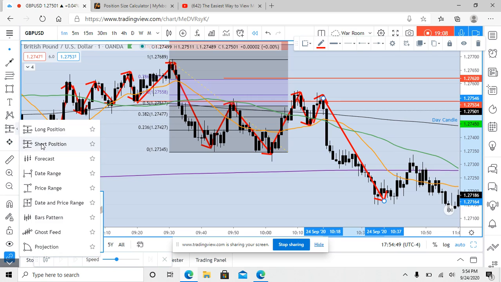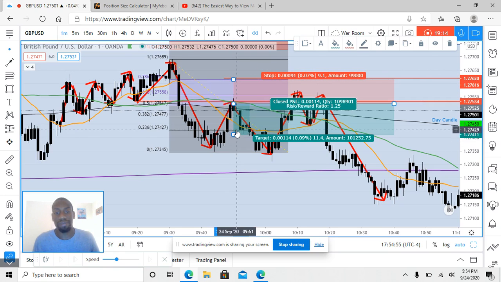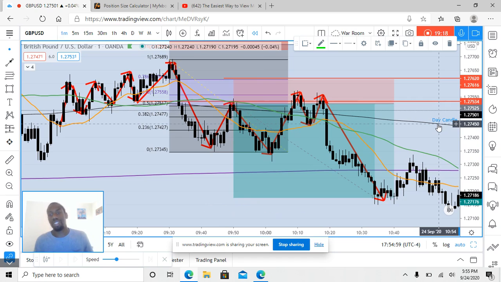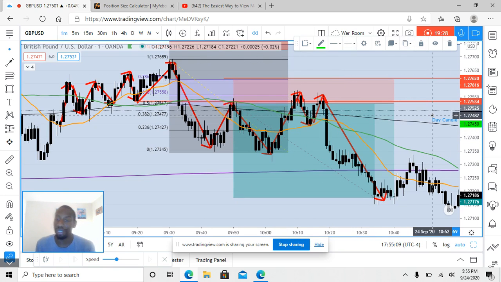Boom. What is that, ladies and gentlemen? Nice 3 to 1 right there. Had a little drawdown, but if you stay patient, boom, nice 3 to 1 right there, if you had that 3 to 1 ratio.